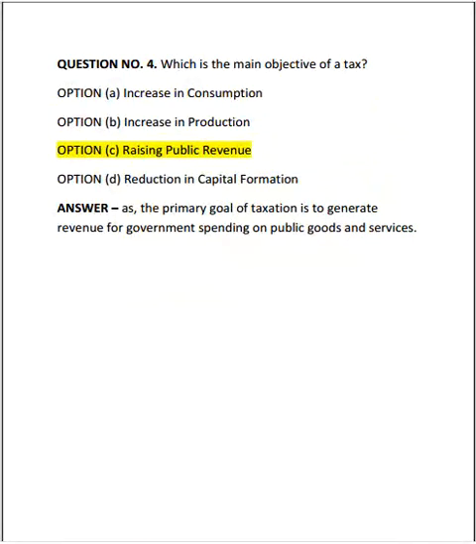Question No. 4. Which is the main objective of a tax? Option A. Increase in consumption. Option B. Increase in production. Option C. Raising public revenue. Option D. Reduction in capital formation. Answer. As the primary goal of taxation is to generate revenue for government spending on public goods and services.